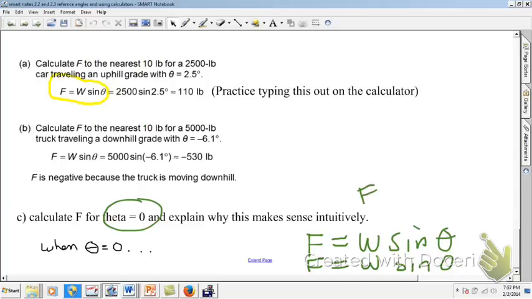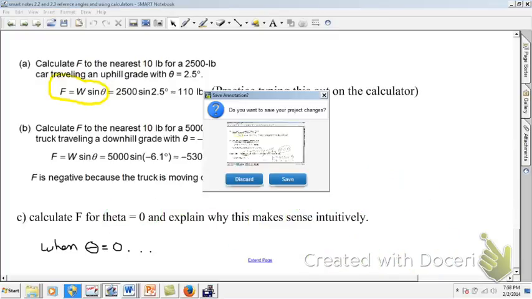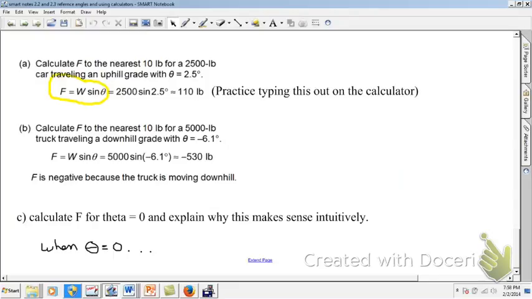And if you think about it, it makes sense because if theta is 0, that means you're not on an incline or a decline. So gravity is not pulling it uphill or downhill, right? So in other words, the force is 0 because we're not going downhill or uphill. We're at a flat, there's no grade, there's no gradient. So that does make an intuitive sense then.